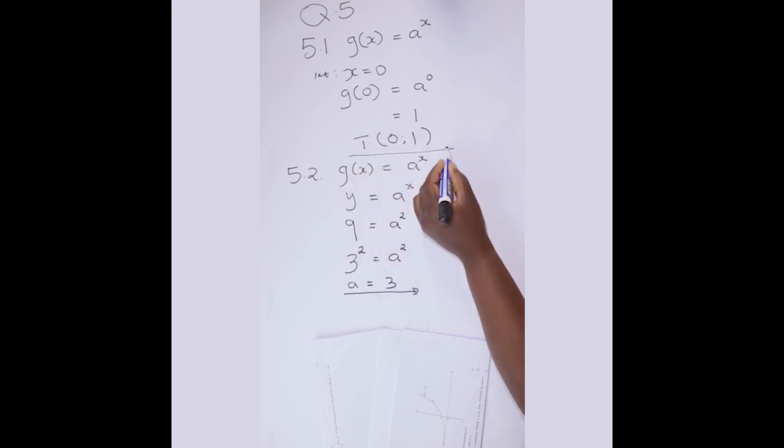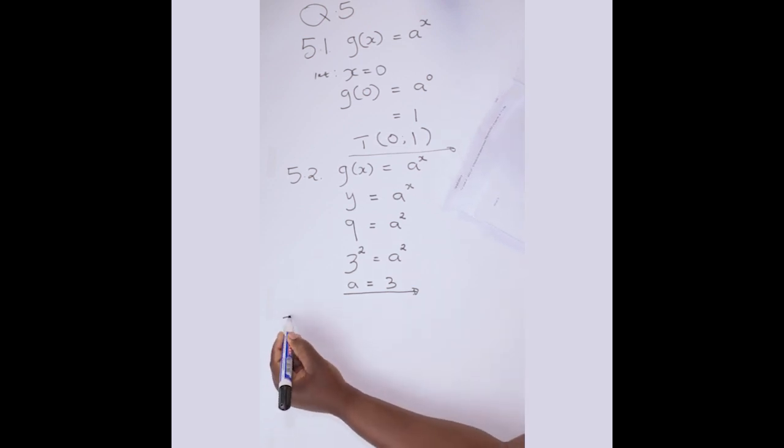So you see how simple this can be, but they can try to trick you by starting off asking something else, and then after that they ask you for a. So you think it's not possible for you to do that, which is possible. Okay, folks, let's go to 5.3.